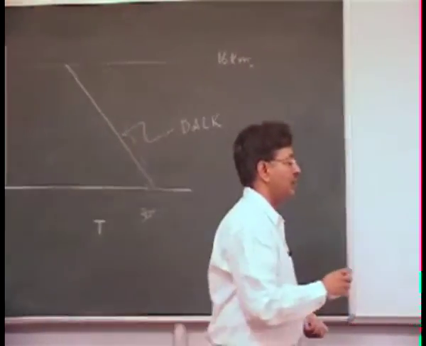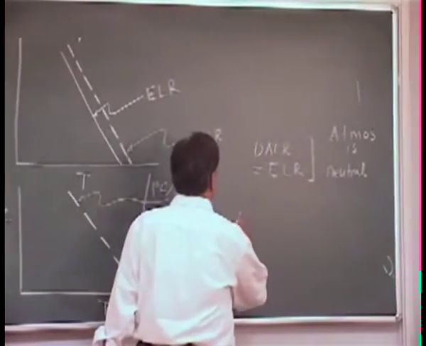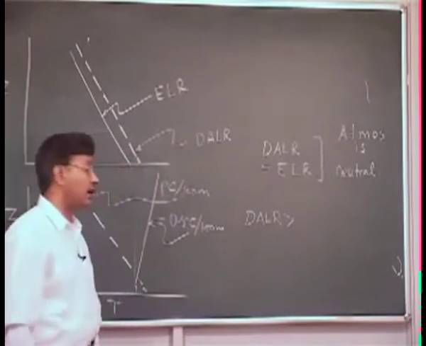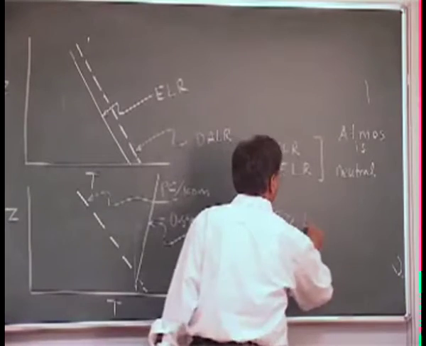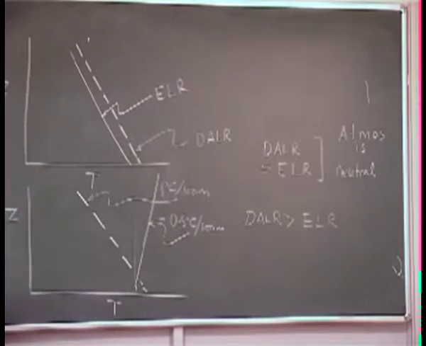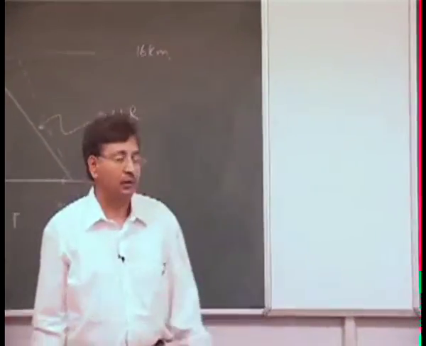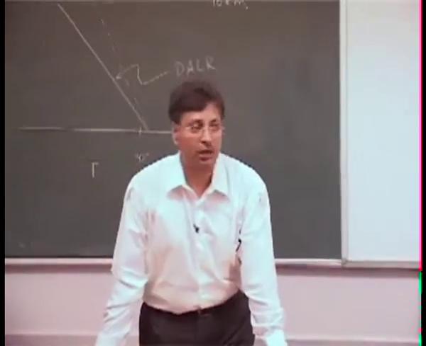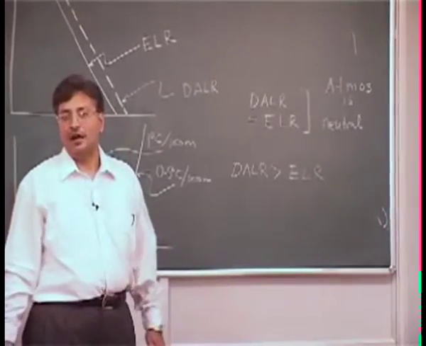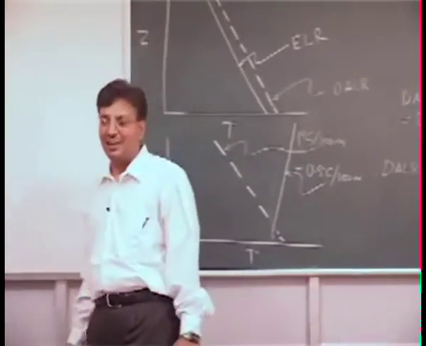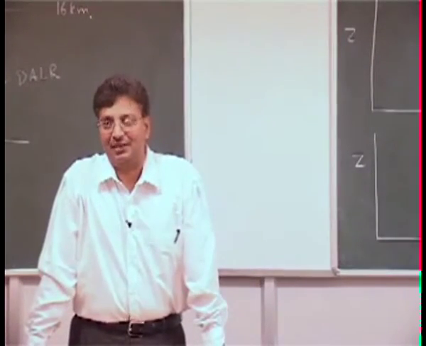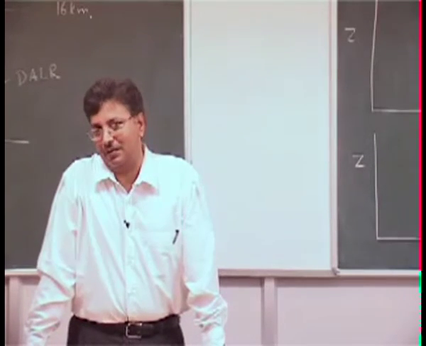So what you see here, DALR is greater than ELR. Agree? You agree or you don't agree? We agree, right? Because there is a negative sign there. So if that is the situation, we call the atmosphere to be stable or unstable? The atmosphere is called stable.